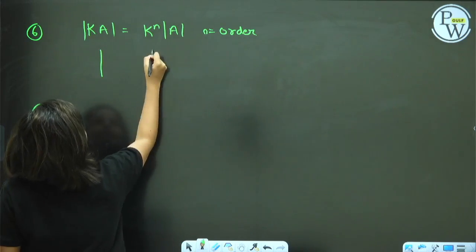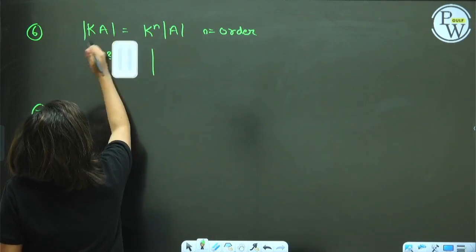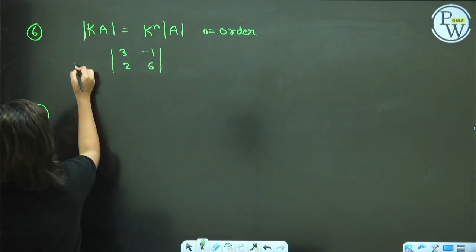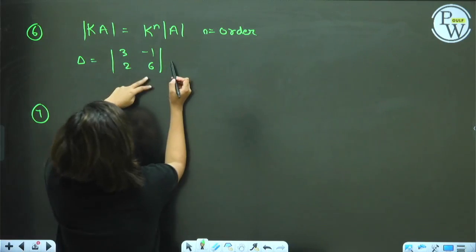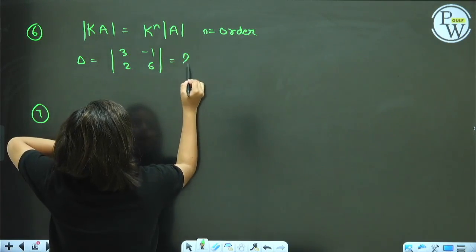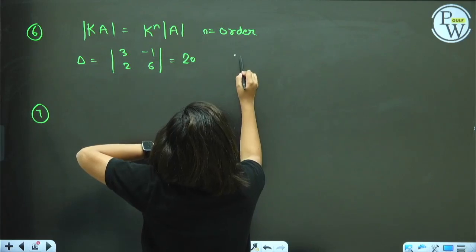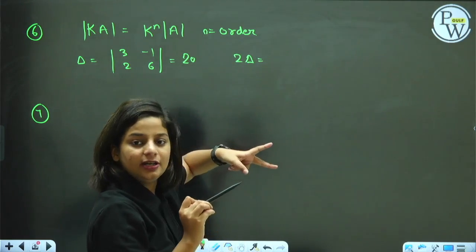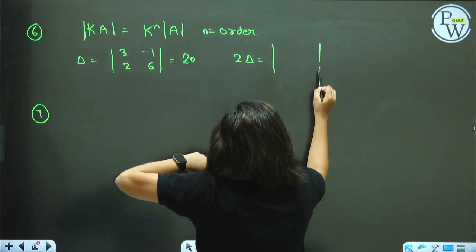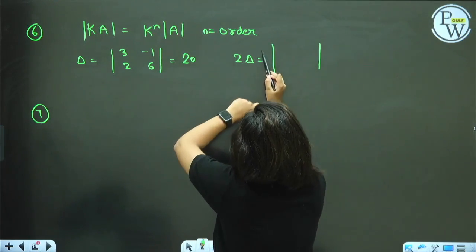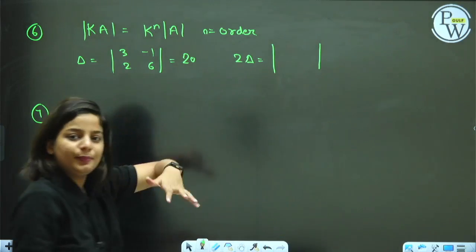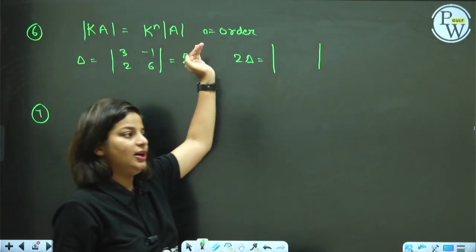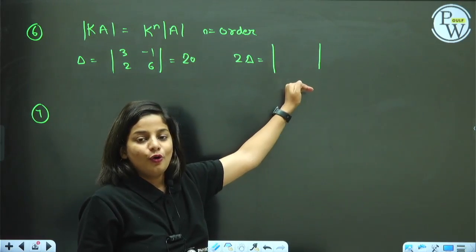You have a determinant 3, order 2 we will take, it's easier. 3, minus 1, 2, 6. Right? What is its delta? 3 sixes are 18 plus 2, 20. Now if I want to do 2 times delta, will the answer be 40? What will it be? If I am doing 2 times delta, will this 2 be multiplied with each and every element, or will it be multiplied with just one row or just one column?